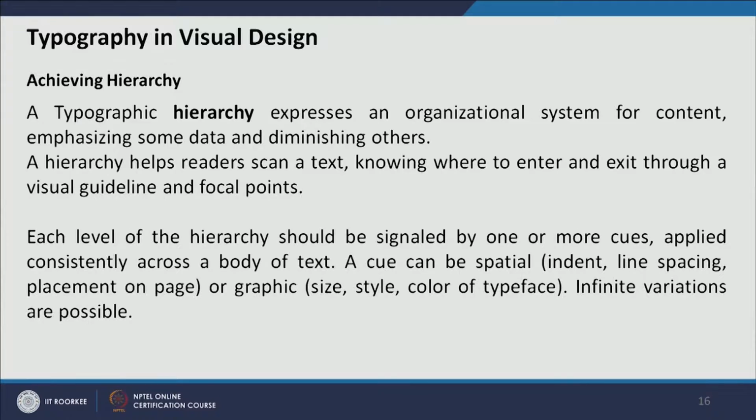The cues can be line spacing, spatial arrangement, the size of the font, the style of the font, or the color. More contrasting color can have the highest hierarchy, less contrasting color a lesser and diminished amount of hierarchy. So there can be a permutation, even a permutation combination, of all these visual cues.